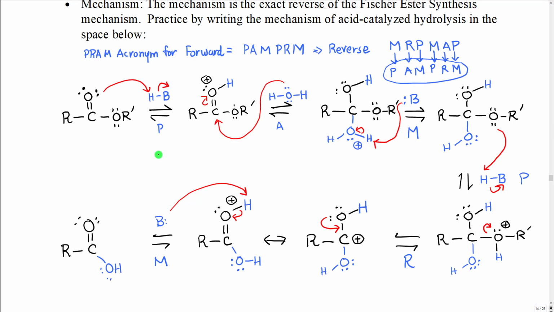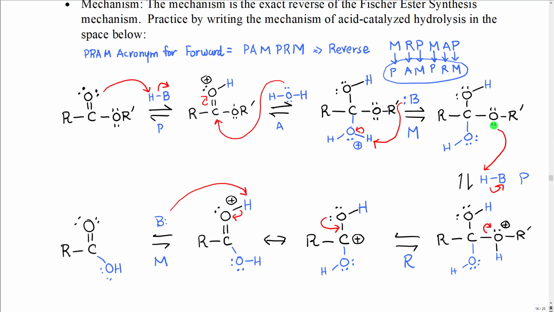So then, just working out the steps for that PAM-PERM acronym, we have a protonate step, so we protonate the ester on its carbonyl oxygen. We have an addition step, the water adds to the carbonyl carbon, moves a pair of electrons out of the way. We have a make stable step where base removes one of the hydrogens from the water that added.